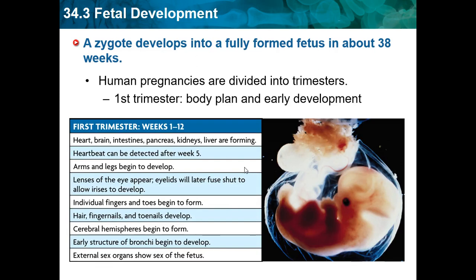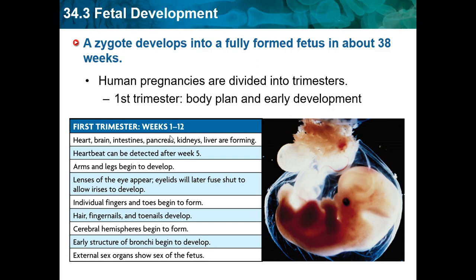So this is everything that happens. This is probably usually weeks 1 through 12. Heart, brain, intestines, pancreas, kidneys, and liver are forming. So initial organs form. Heartbeat can be detected after 5 weeks. Arms and legs begin to develop.